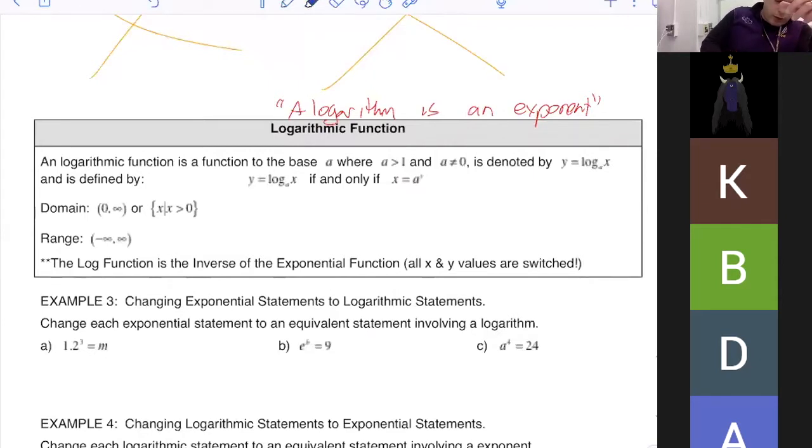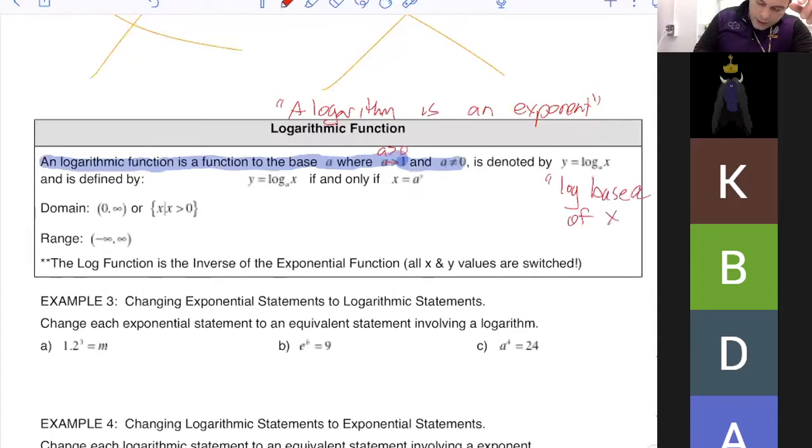So what is a logarithm? Well, a logarithmic function is a function to the base a, where a is greater than 1 and a can equal 0. It actually should be greater than 0, not greater than 1, because you can have a fraction there. So a is greater than 0 and is denoted by y equals log base a of x. So here's how we read this: log base a of x. And here's where my high school math teacher's words resonated with me.